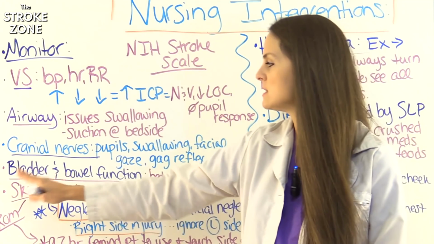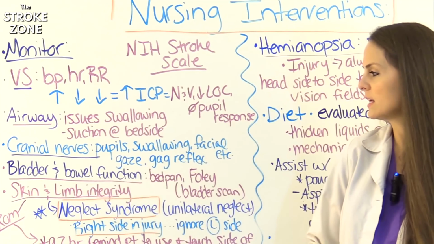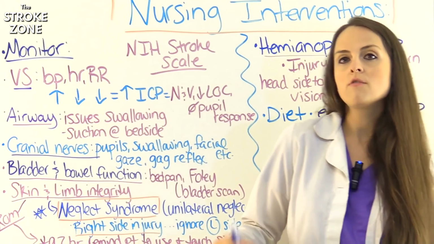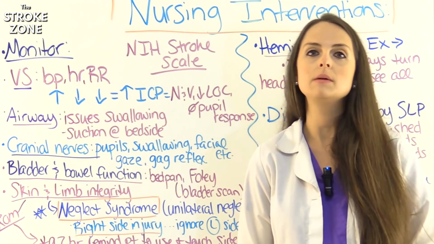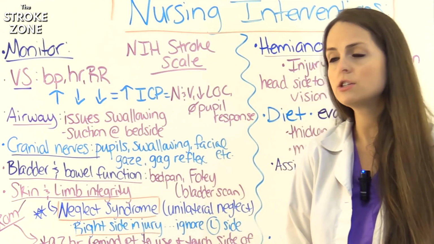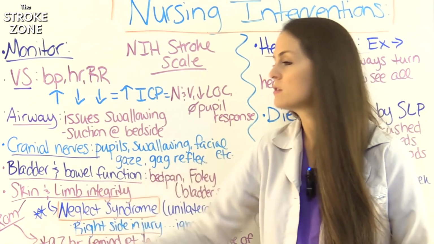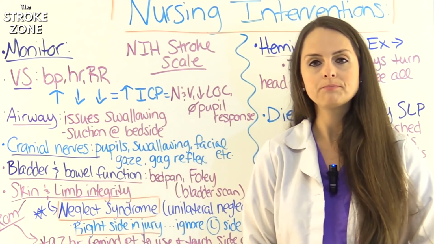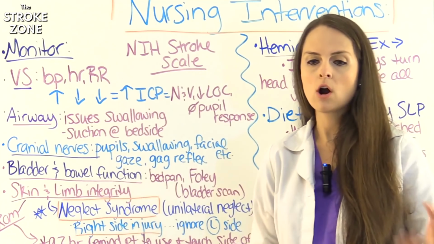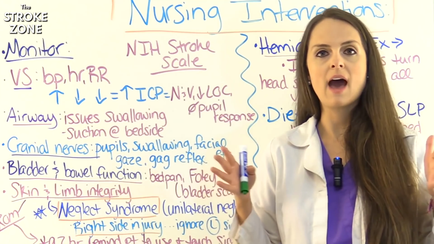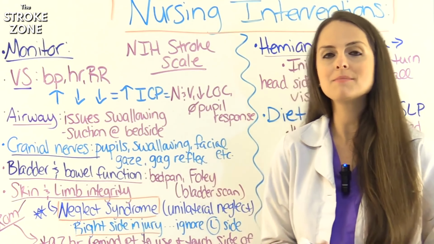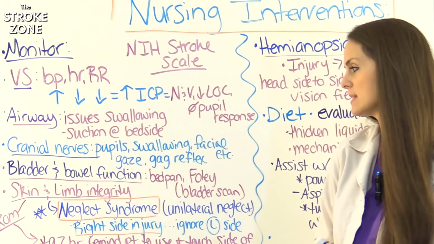Also, you want to be maintaining skin and limb integrity. If they can't move one side of the body, you need to be repositioning them every 2 hours, performing those passive range of motion techniques with their arms, their legs, and making sure that they have proper body alignment, because they can't really do this.